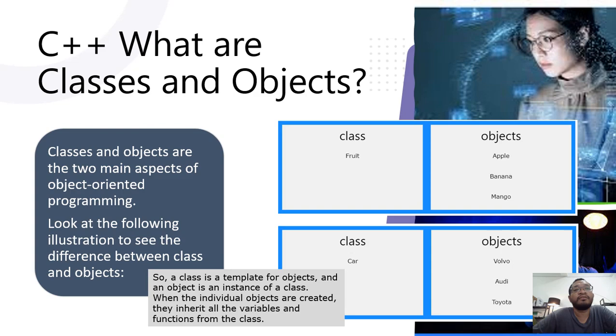So this is the concept of object-oriented programming. You will create a class, for example, the class is fruit. And for the fruit, you have objects. You can have as many objects as you want, and these objects will have different values. For example, object 1 is apple, object 2 is banana, and object 3 is mango. Or if the class is car, you can have Volvo, Audi, and Toyota. In object-oriented programming, these two concepts are very important. You must know how to differentiate between class and object.